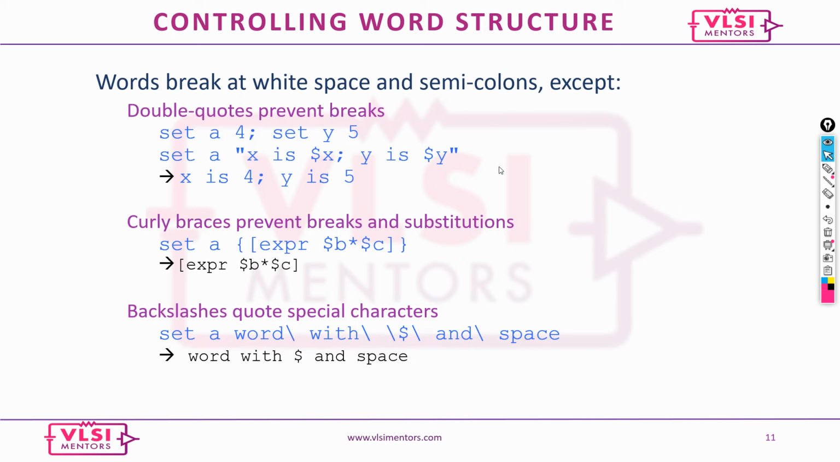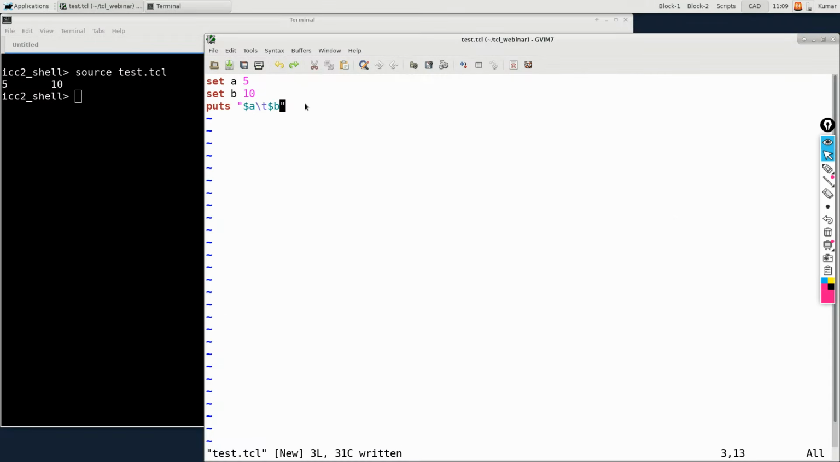Let's say now you want to print $x. How do you do that? Meaning it will always get substituted. So $a is $a, and then slash t slash n, $b is $b.